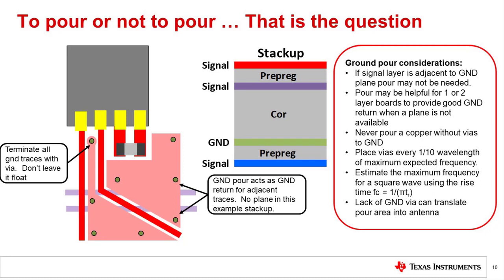In the picture shown, the ground pour is connected to the ground plane with many vias. Ideally, the spacing between vias would be at most 1/10 wavelength, and all edges of the pour should have a via. Any long ground fingers need vias on their ends. To find the maximum frequency for square waves applied, use the RF bandwidth equation where the frequency is calculated as 1 over pi times the rise time. Using insufficient vias or having floating copper can make the pour act like an antenna, which can actually increase the crosstalk and cause RF emissions.